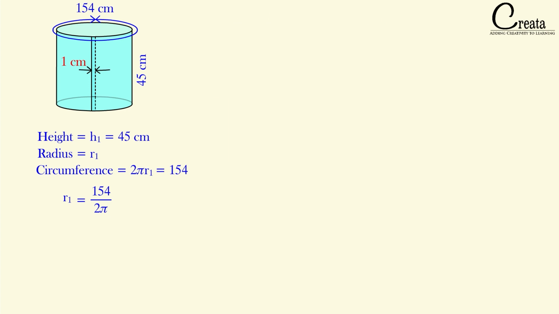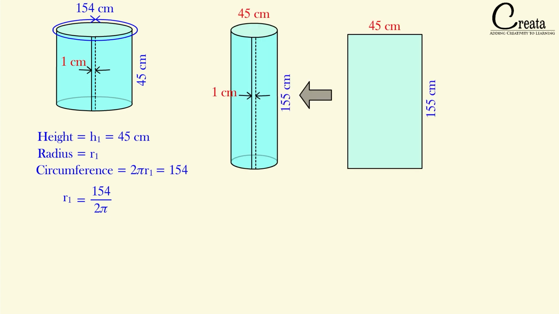Let's go to case 2, the sheet number 2, where we have folded the sheet along the breadth of 45 centimeter. Here also 1 centimeter will be used in overlapping and gluing. So 1 centimeter will be wasted out of the total 45 centimeter. Only the visible portion will be 44 centimeter. This circumference will be 44 centimeter. The height of the cylinder is 155 centimeter.